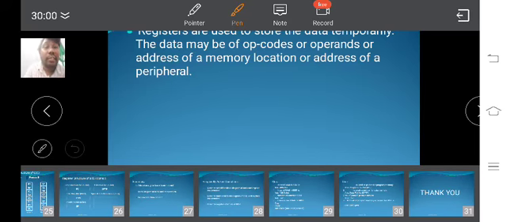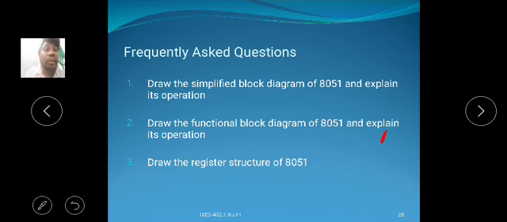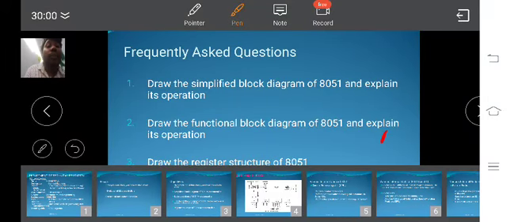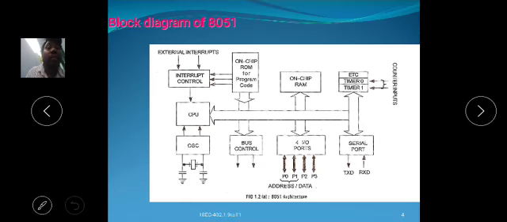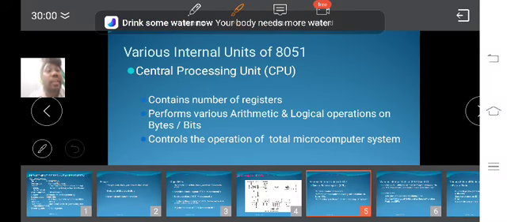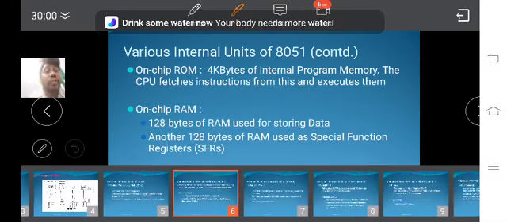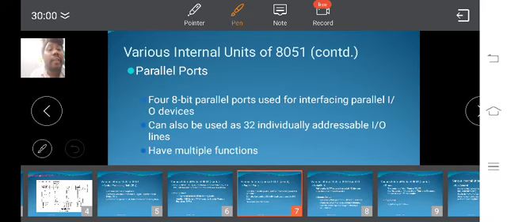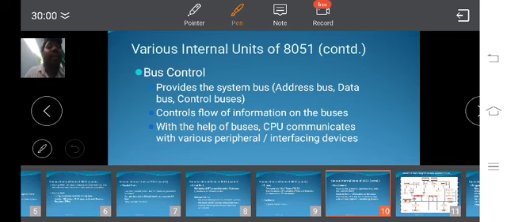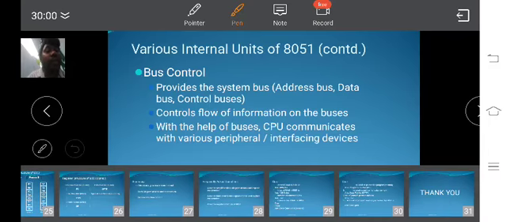The next question is to draw the functional block diagram of 8051 and explain its operation. The operation is the same in both cases, but here they are asking for the functional one. The first one is the simplified block diagram, which means you have to draw the simplified central processing unit and on-chip ROM, off-chip ROM, parallel ports and serial ports, timer, bus control. This is the simplified block diagram of the 8051 microcontroller.